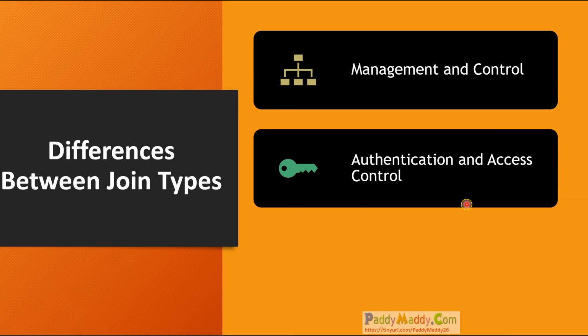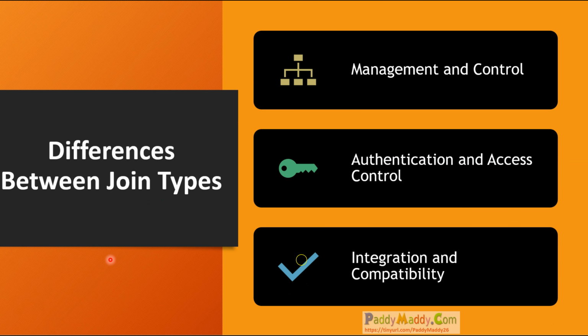And the third important difference would be integration and compatibility. Microsoft Entra joined and hybrid joined devices provide a deeper integration with Microsoft Entra ID, enabling seamless access to your Azure and Microsoft 365 resources. On the other hand, Microsoft Entra registered devices cater to your personal devices or bring your own devices, offering a level of integration suited for BYOD scenarios, with some limitations in terms of management and control.